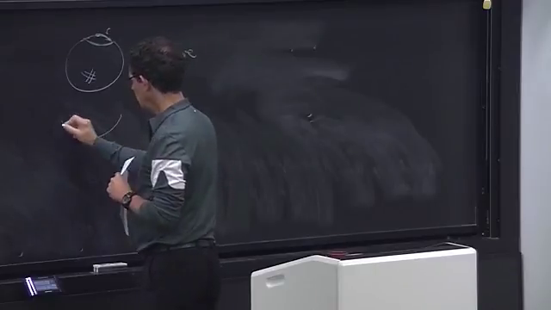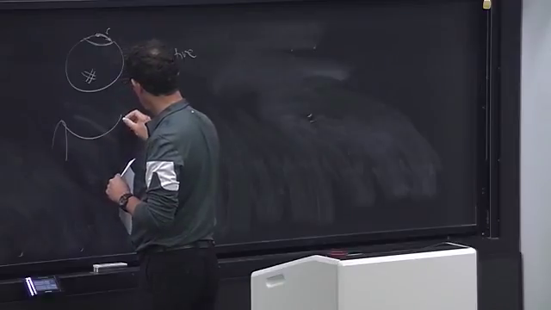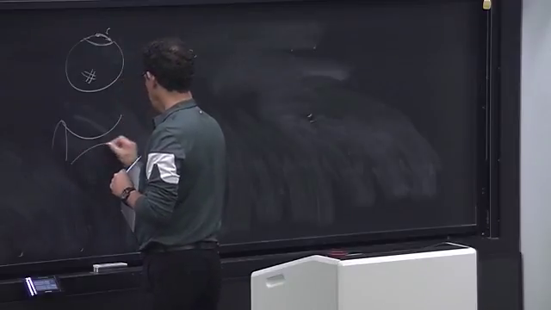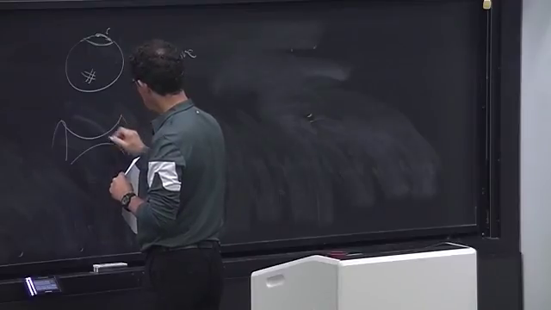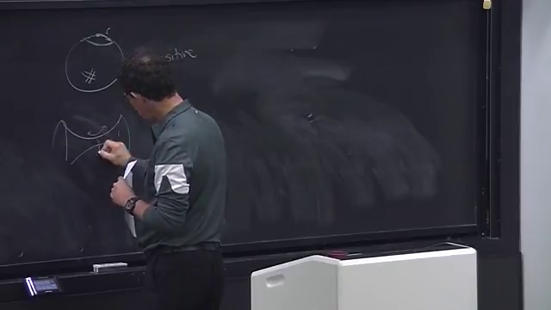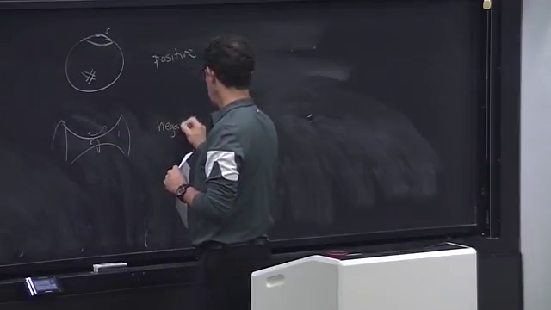Negative curvature is where I have a hyperbolic space, like a saddle, like a horse saddle, in which this space sort of curves upwards in one direction and downwards in the other direction. This has negative curvature.